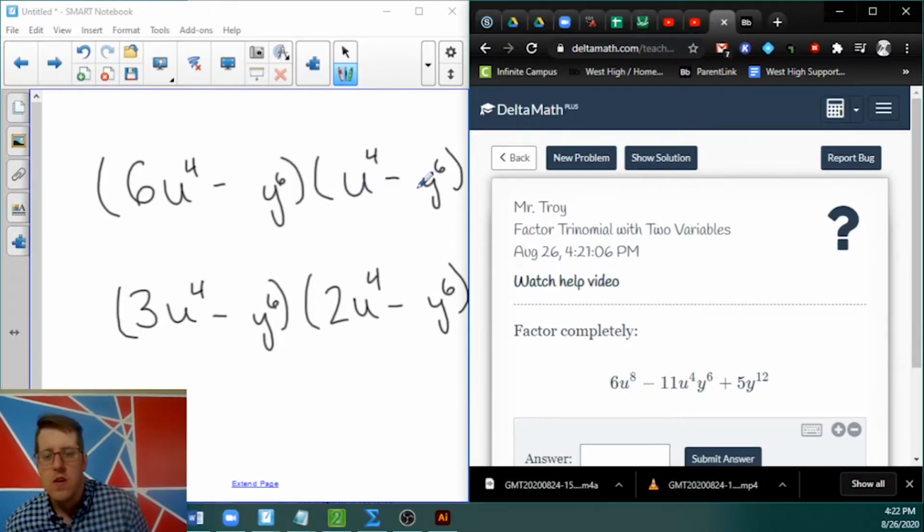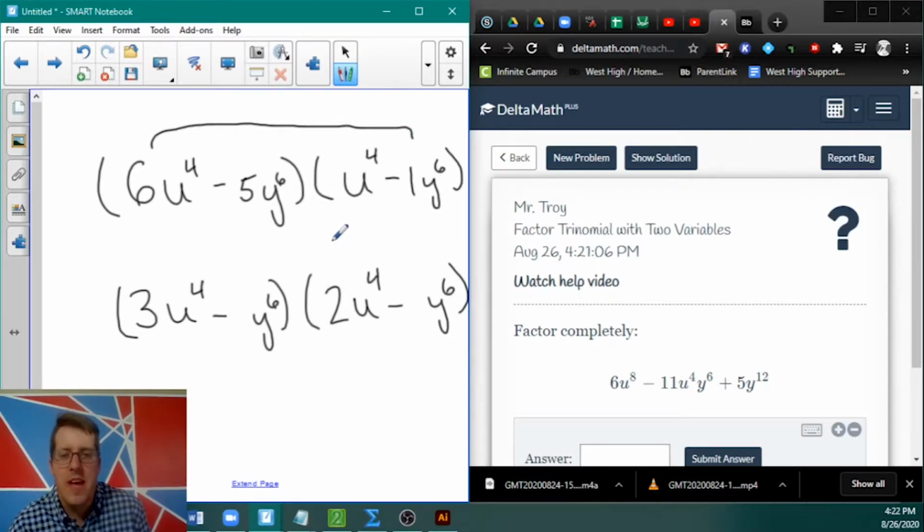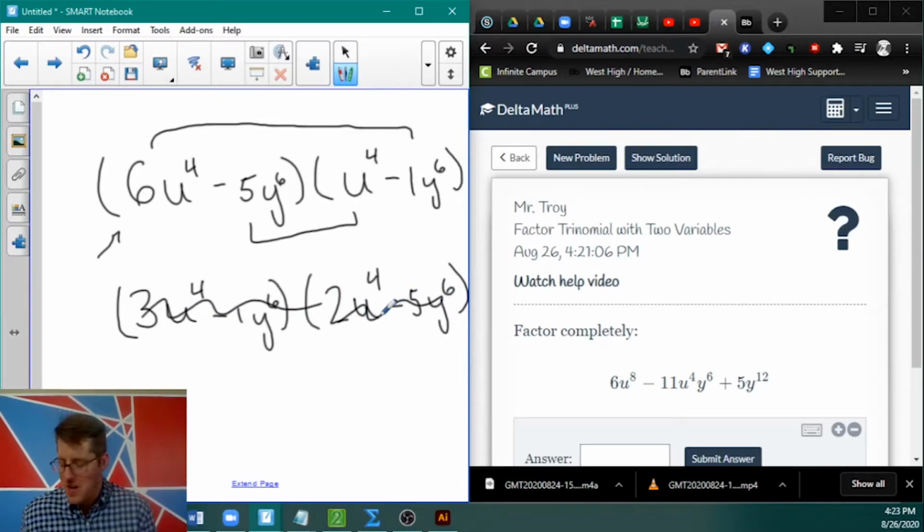Here's what I mean by that. If I put a 1 here and a 5 there, that makes negative 6u to the fourth y to the sixth, and this makes negative 5u to the fourth y to the sixth, so that is how it factors. For a second, I wanted to put the 5 here and the 1 here, but that wasn't going to work, so no, forget that. Okay, so let's see if we can find another one.